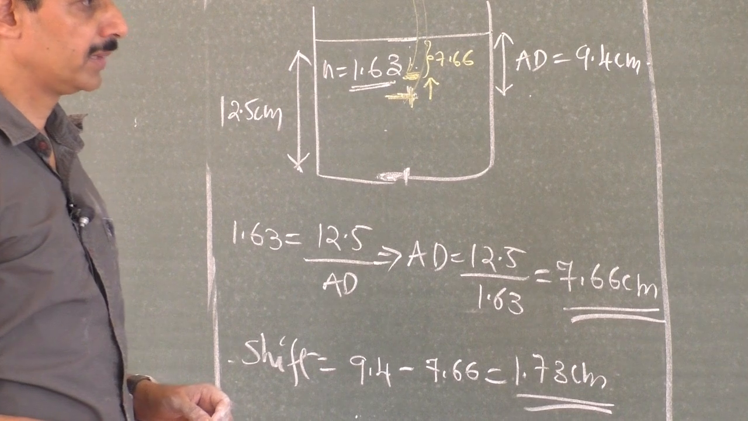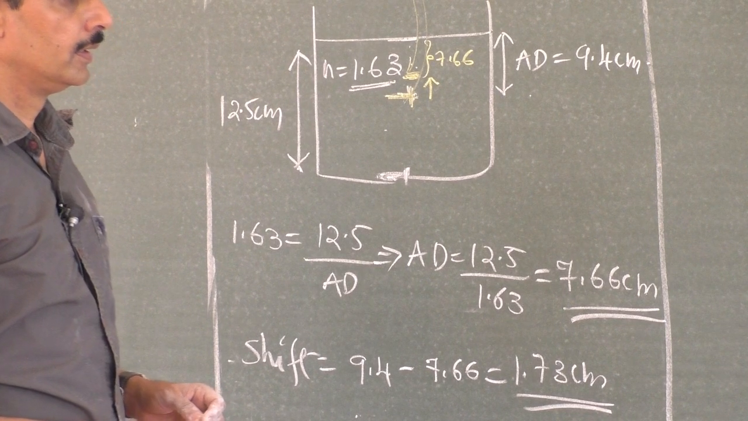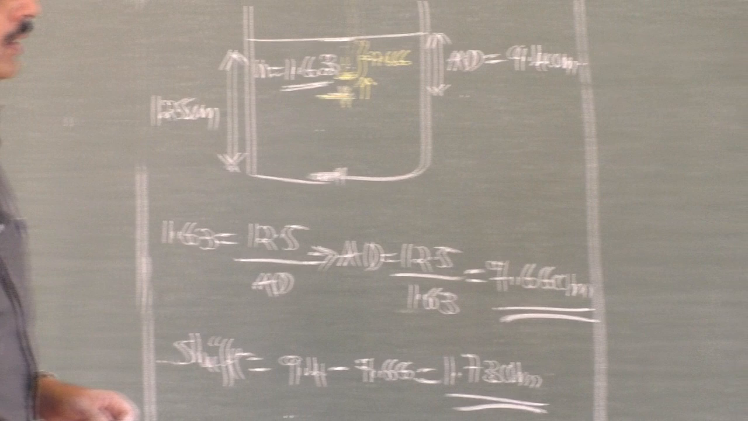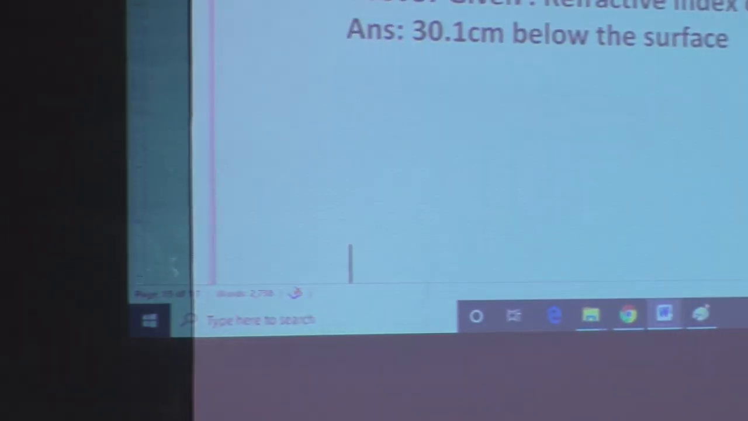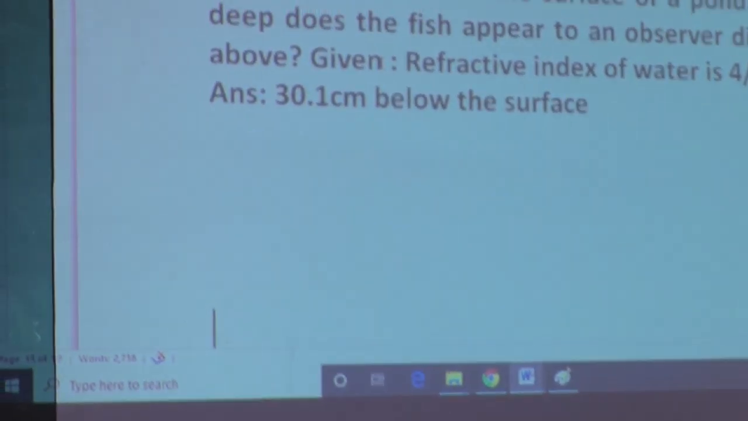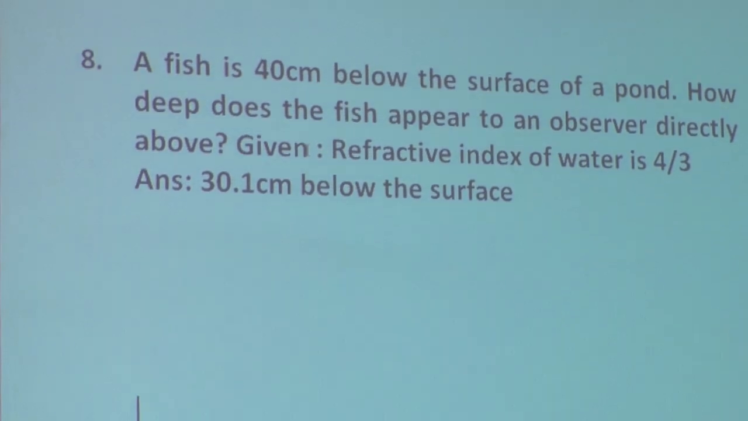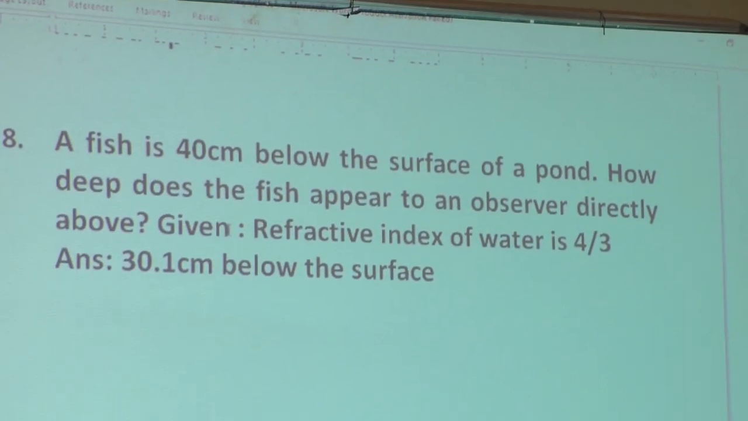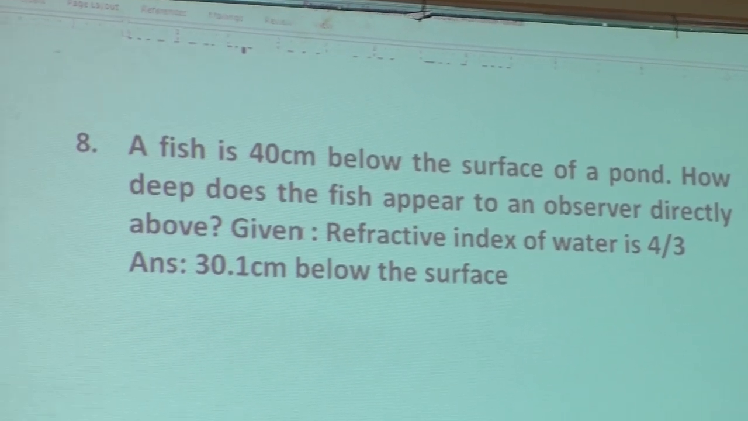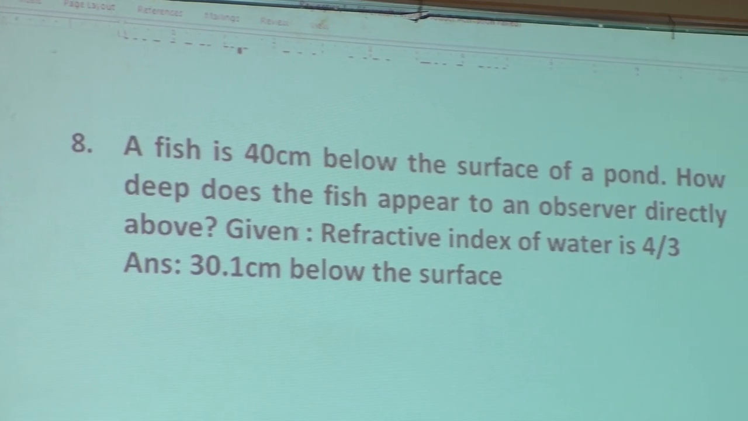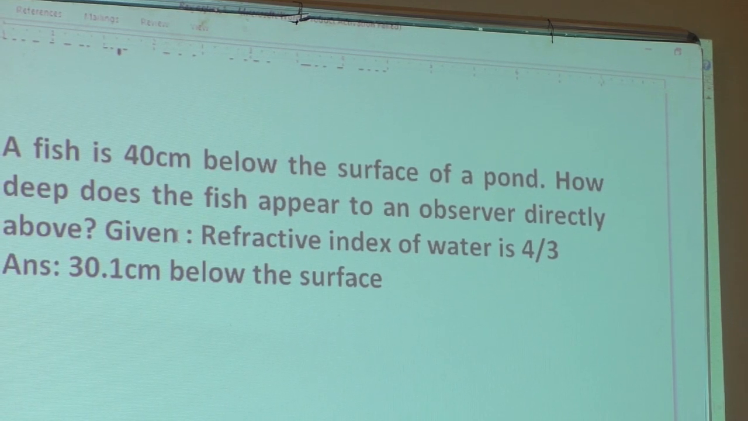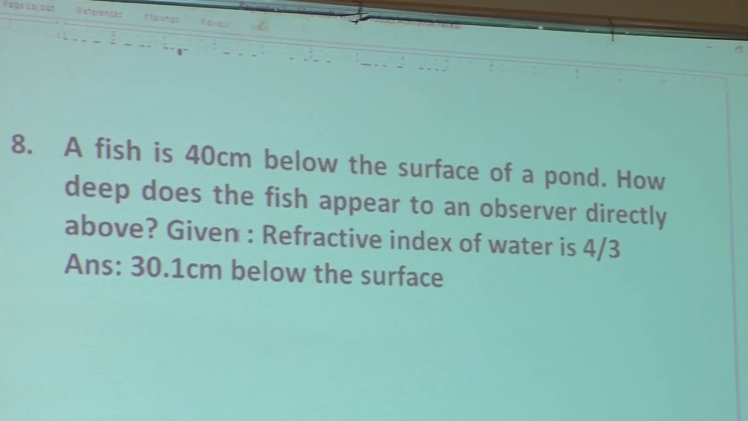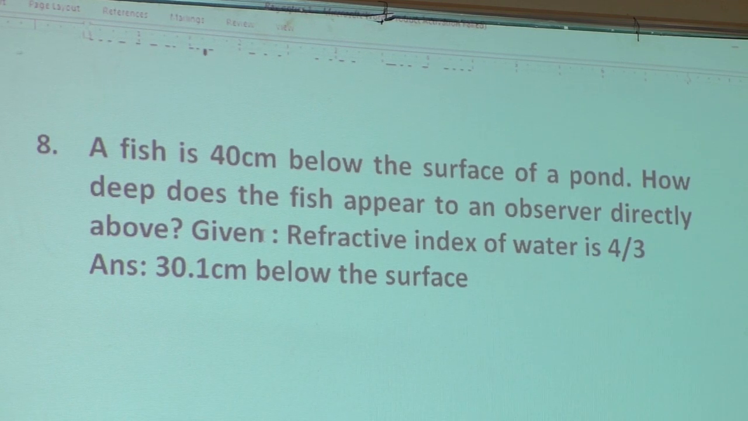We are going to do the experiment of this type. A fish is 40 centimeters below the surface of a pond. How deep does the fish appear to an observer directly above? Direct problem, right? Actually it is at 40 centimeters. At what depth does it appear to be? Very easy. N equals real depth by apparent depth. You know this. You can do it yourself.